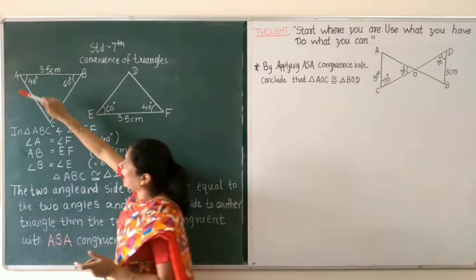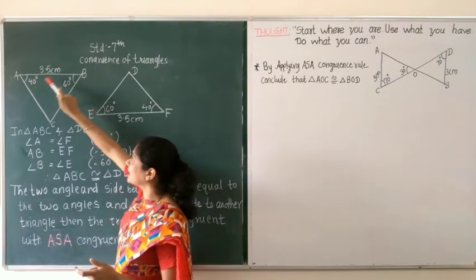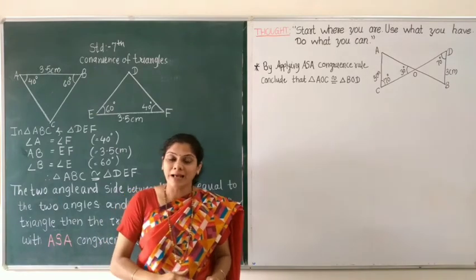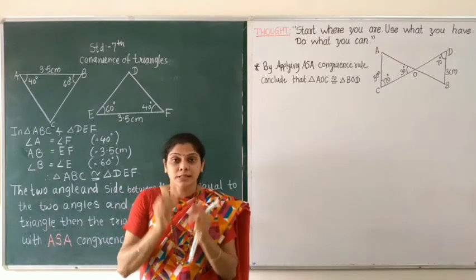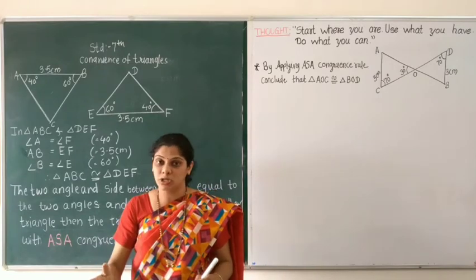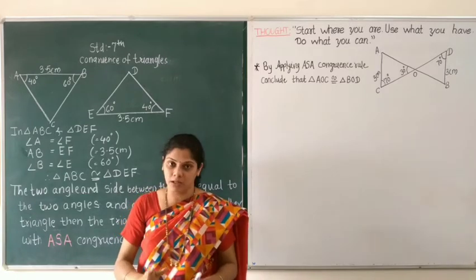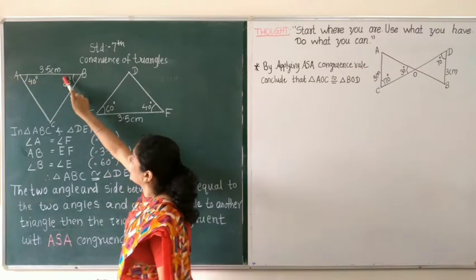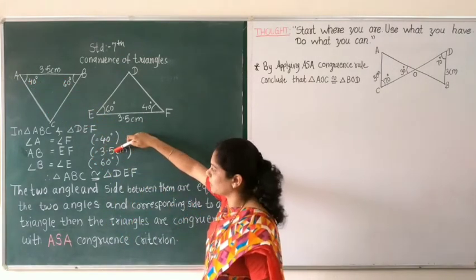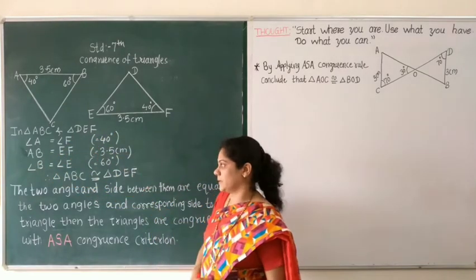After the angle, they give us the measurement of a side. We cannot write the angles directly; we have to go one by one. So after the angle, there is a side and they give us that measurement. We have to write about the side, not directly the next angle. So segment AB is equal to segment EF and both are 3.5 cm.